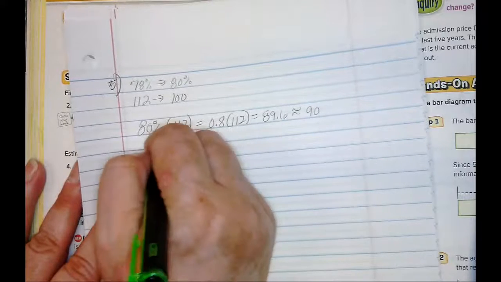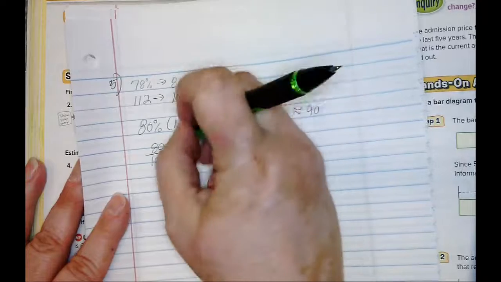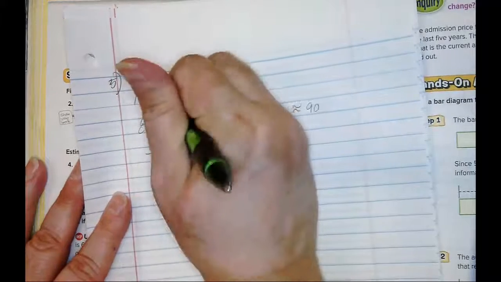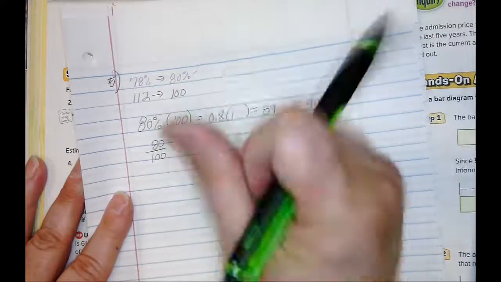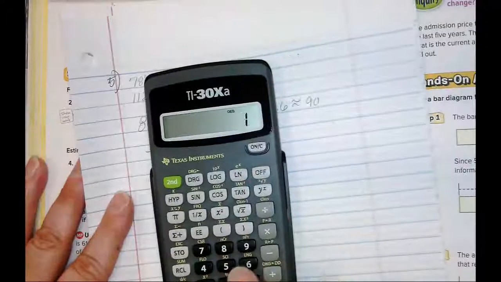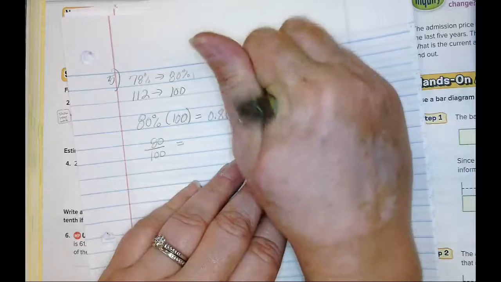Or you could do 80 over 100 is equal to, oh, I'm sorry, I did this. I should have done this as 112. This one, 100, is what I decided to do. I just messed that whole problem up. Sorry. So you're going to get 0.8 times 100 is 80 instead of 90. Made a big difference, didn't it?